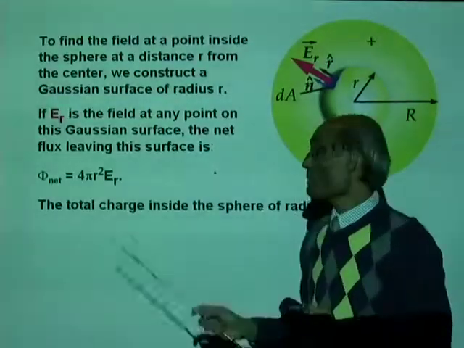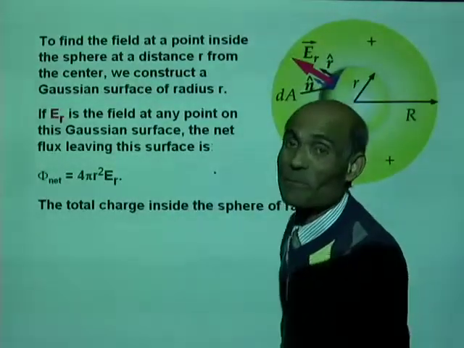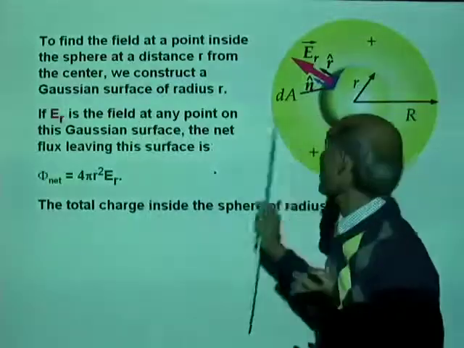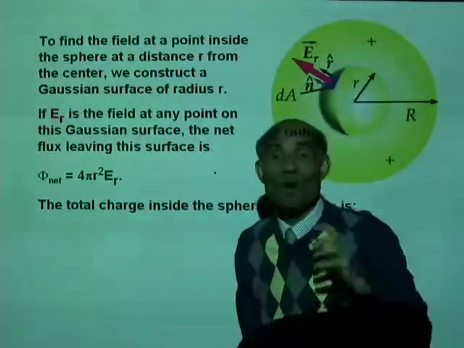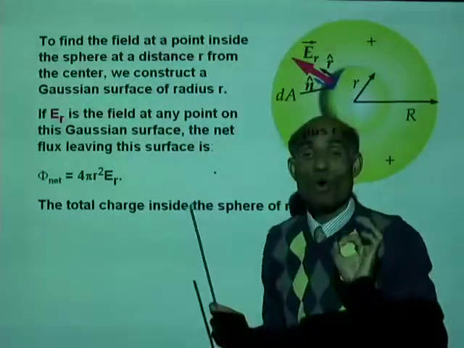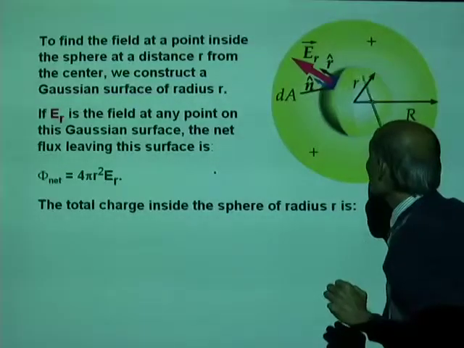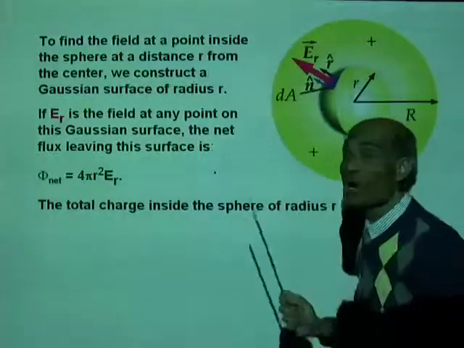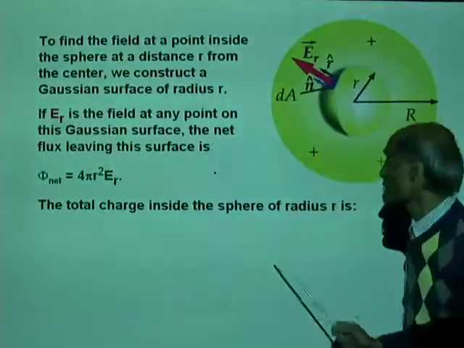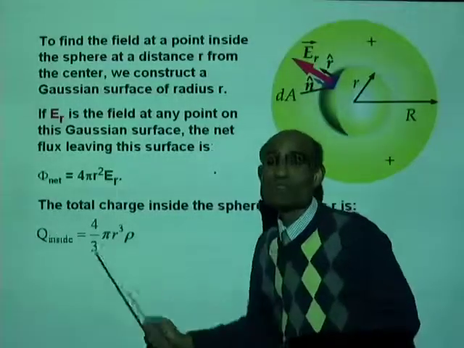Now, what is the total charge inside the sphere? You see, the Gaussian surface encloses a sphere of radius r. What is the volume of that sphere? The volume of this sphere is 4/3 pi r cubed, where r is that small r. And if you multiply that volume with rho, the volume charge density, so the total charge inside the sphere of radius r is Q inside. What does Q inside mean?